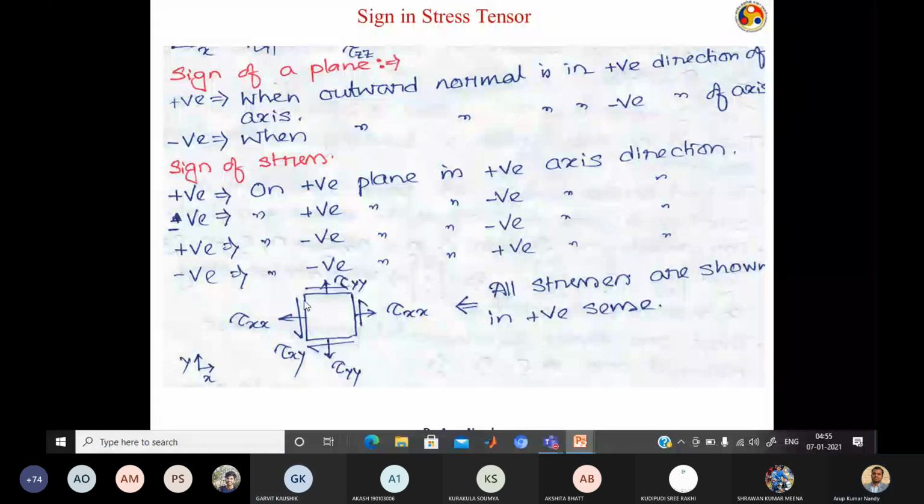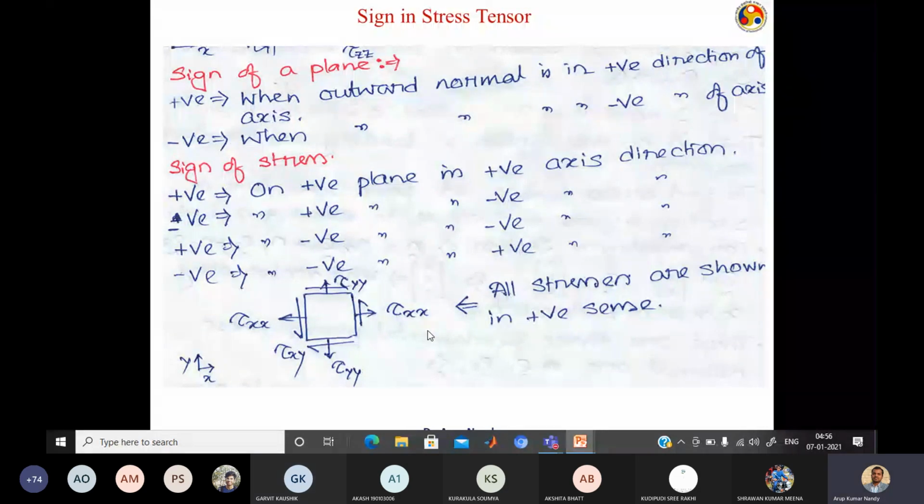Yes, sir. Got it. Similarly, on this plane, tau xy is positive if it is in negative y direction. So this is also positive sense and this is also positive sense as per this convention. Garvit? Yes, sir. Understood, sir.